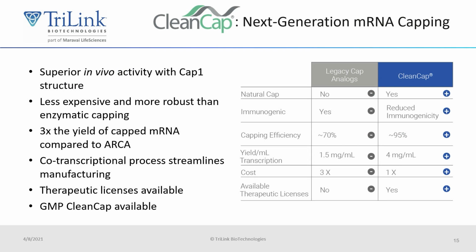But looking at CleanCap, the next generation in mRNA capping, we'll compare that to the legacy capping strategies. The main points to highlight here are the superior cap1 structure that CleanCap provides, the higher yielding transcription that it enables, the streamlined manufacturing process benefits versus enzymatic capping, and the fact that CleanCap licenses are readily available. We also have the capability to manufacture GMP-grade CleanCap at TriLink.